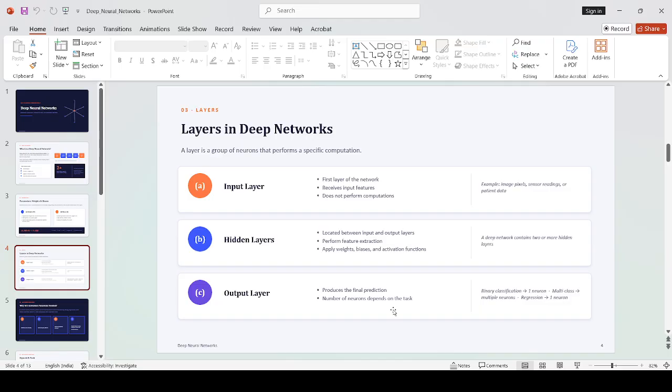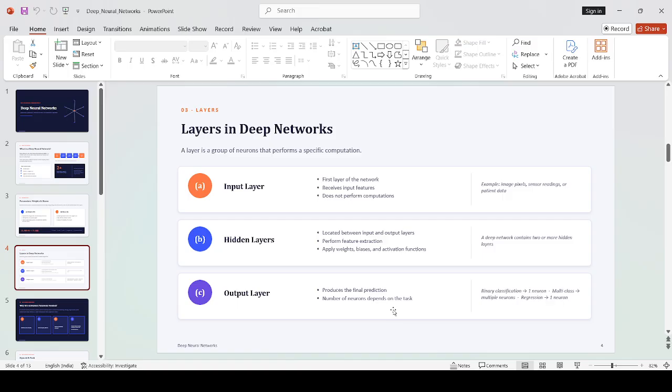Every deep neural network consists of three types of layers. The first is the input layer. This layer receives the input features from the dataset, such as image pixels, sensor readings, or patient information. The input layer only accepts data, it does not perform any computation.